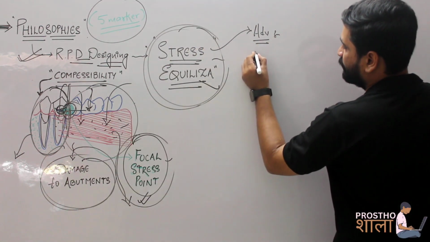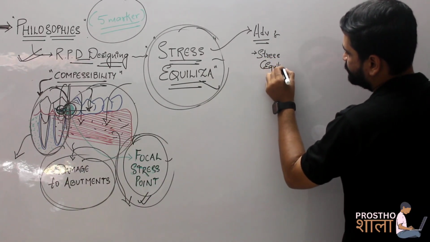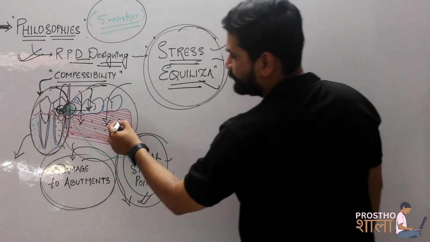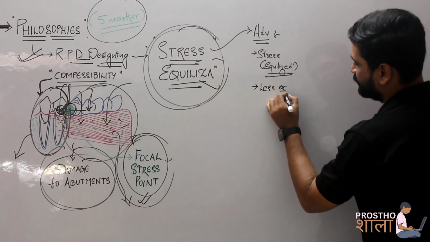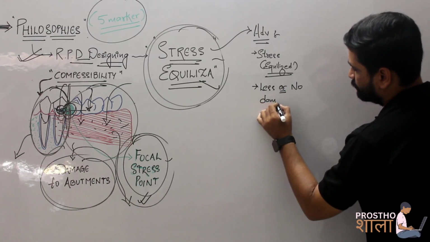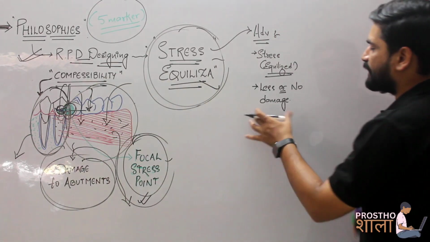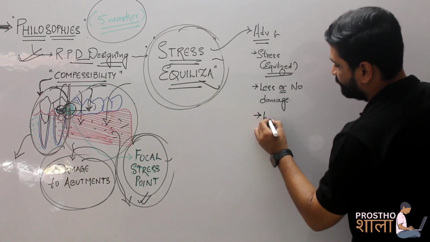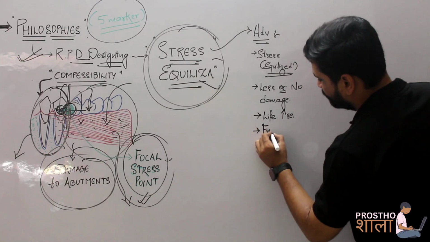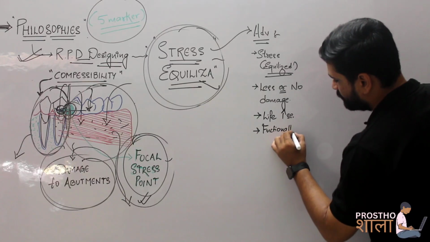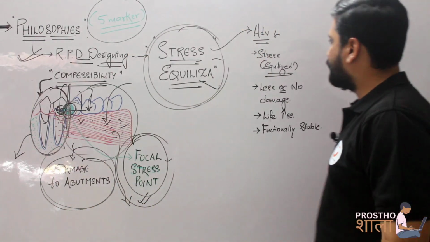So the first point should always be the stress is equalized between what? Between the tissues and the abutment, right? Secondly, less damage, or you can say no damage to the abutment teeth. Stress equalized in both the denture base and the abutment area, less damage to the abutment teeth. Okay, the life of the abutment teeth is increased. Secondly, more functionally stable. You don't have to think about the vertical forces which are acting onto the RPD, right?